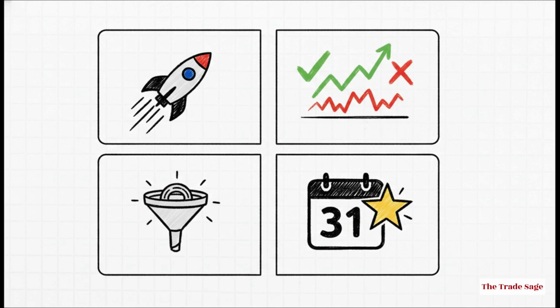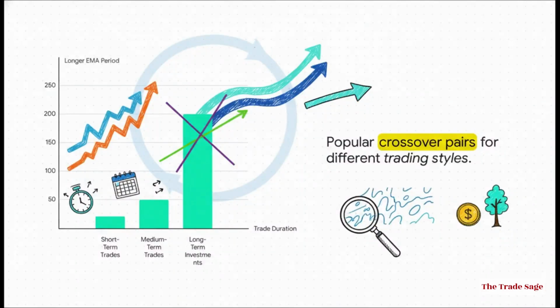And finally, a really important pro tip. Using longer time frames, like a 200-day average instead of a 20-day, will give you fewer signals, but the signals you do get are often way more powerful. And just to give you some concrete examples, here are some popular combinations that traders use all the time. For really short-term, fast trading, a 9 and 21-day EMA pair is pretty common. For medium-term trades that last a few weeks or months, the 25 and 50 is a classic. And for identifying those huge long-term trends for investments, the gold standard is the 100 and 200-day EMA crossover.